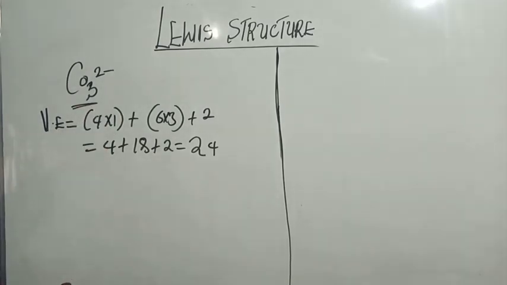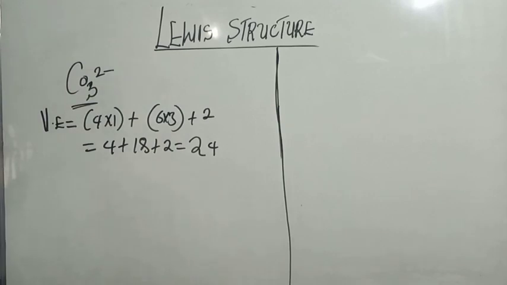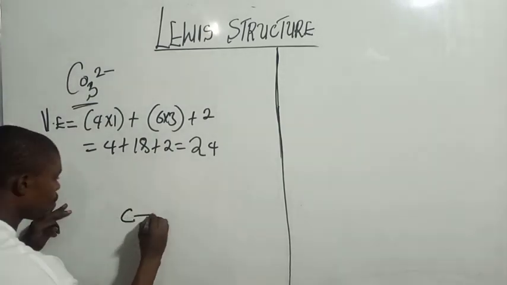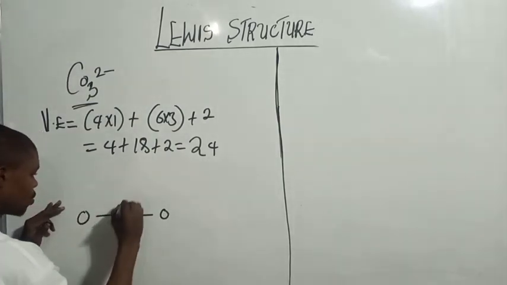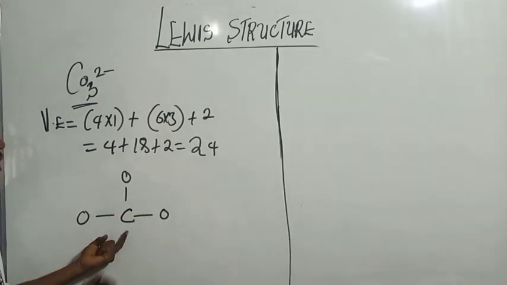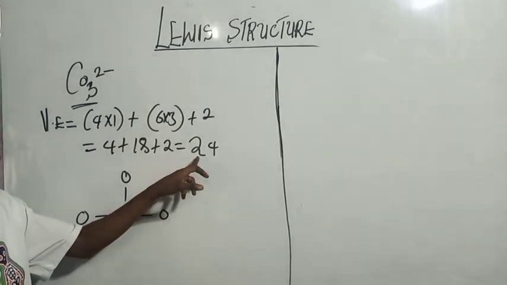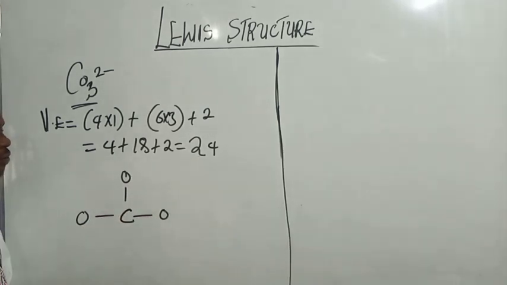Remember, carbon will be the center atom, connected to the 3 oxygens. So here we have 1, 2, and 3. Here I've used how many electrons? 6 electrons. 24 minus 6, here we have 18.